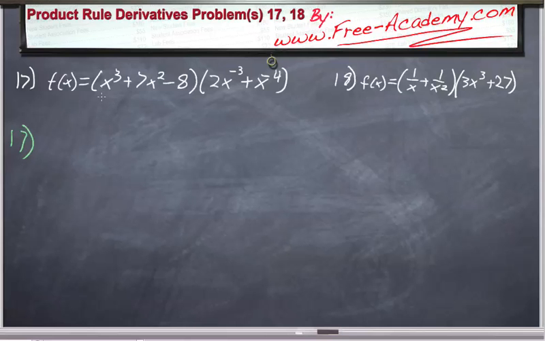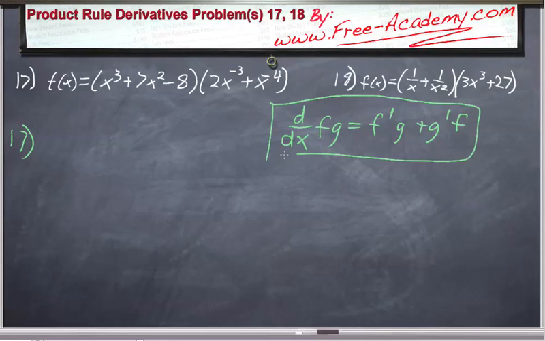Now, the procedure for doing the product rule is generally always the same. The derivative of f times g is equal to f prime g plus g prime f. This is our product rule, and in our procedure, we're always going to need to pick something to be f and something to be g out of our function.